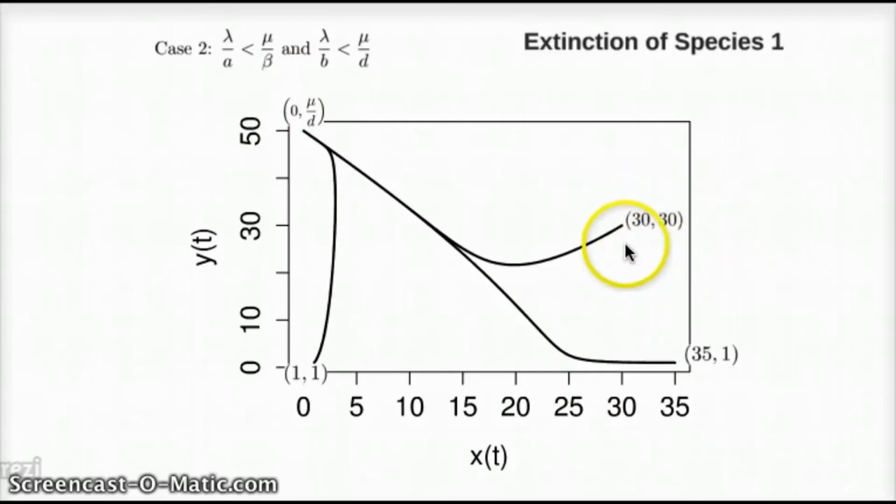This is the third initial condition. In this case, we chose parameters so that mu over d is 50. So this is converging to the point 0, 50.